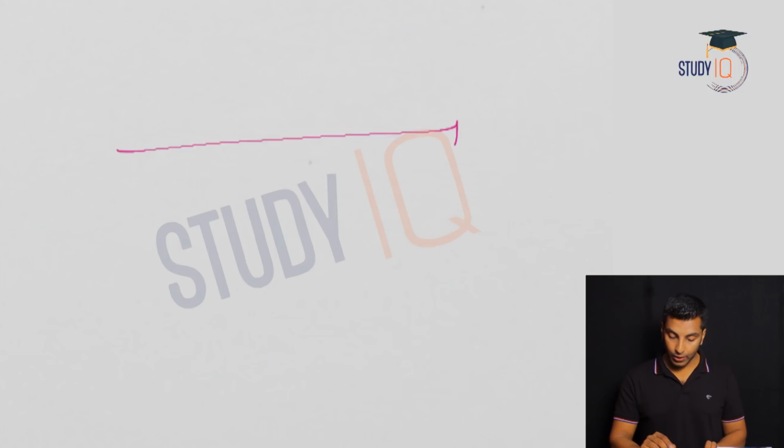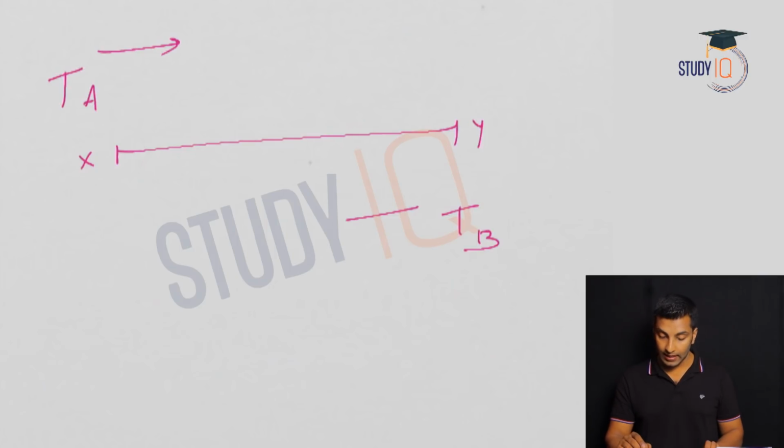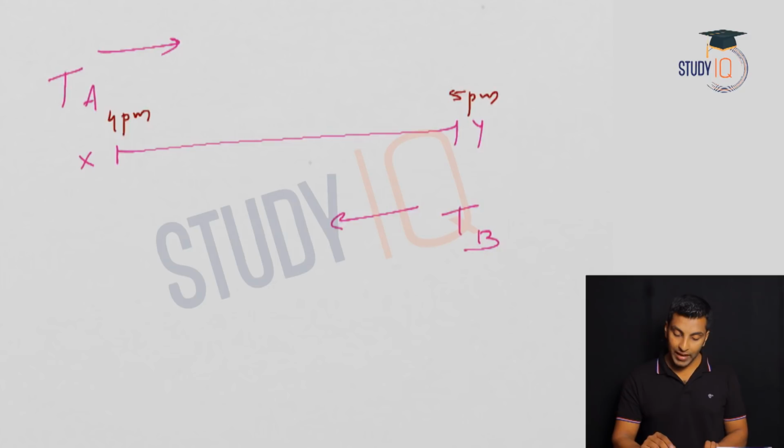You have 2 cities, again X and Y. Now a train starts from the city X. Okay, so train A. I can mark it as train A or T1. So from city X train A starts, and from city Y train B starts. Now train A starts at 4 p.m. and reaches at 5 p.m. Okay, so the time taken by train A to cover this distance is given, that is actually 1 hour, 4 p.m. to 5 p.m.